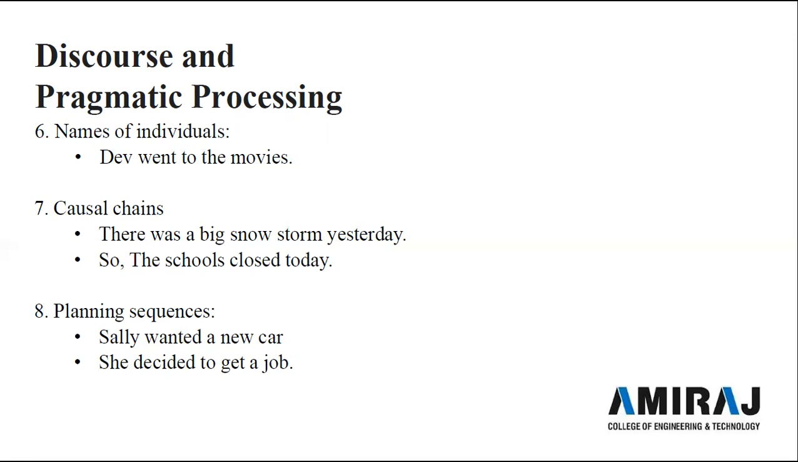Next is planning sequences. Sally wanted a new car. She decided to get a job. So why does she want to get a job? What is the reason behind getting a job? There is only one reason: she wants a new car, right? So she has planned to purchase a new car, and for that she has to work hard and have a job, right? So that is why she decided to take up a job.